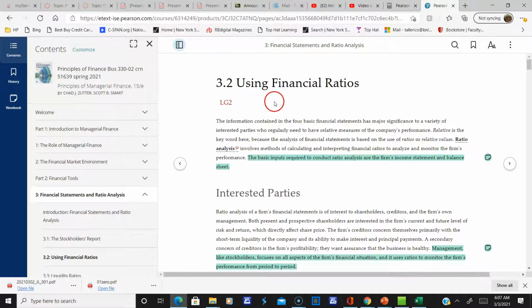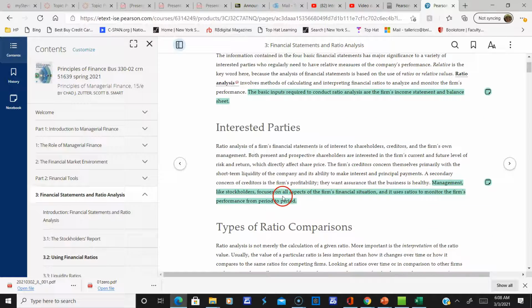All right, so now we have the ratios that are so important, and financial ratios allow you to do analysis to basically do a health checkup on a company. If you're going to compare companies, so you do a health checkup, okay? So different parties will like the statements to check the health, and here it is, right? They want assurance, and this is important, that the business is healthy.